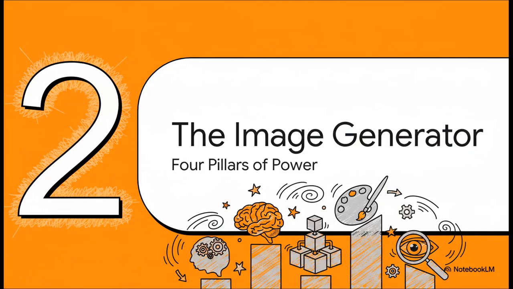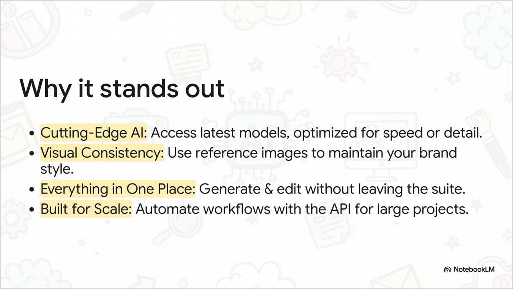All right, so now that you get the big picture, let's zoom in on the main event, the AI image generator itself. It's really built on 4 key ideas that make it so incredibly powerful for creators. First off, you get access to the absolute latest and greatest AI models. Second, you can use your own reference images to keep a consistent style, which, if you're doing anything with branding, is a massive deal. Of course, it's all in one place, so you can finally stop hopping between tools. And for you power users out there, it's even built to scale with an API, so you can automate entire workflows for those huge projects.